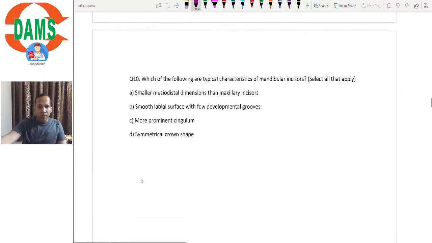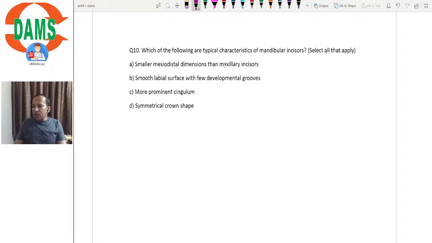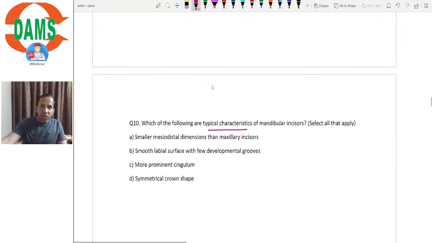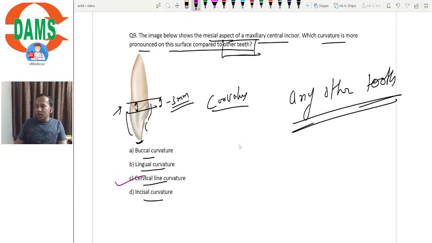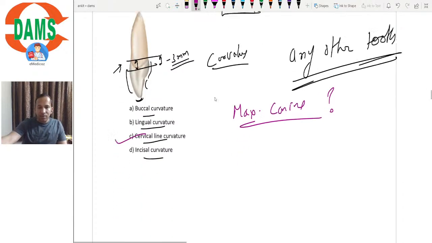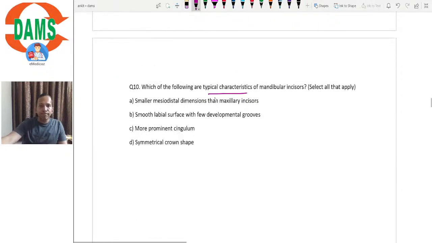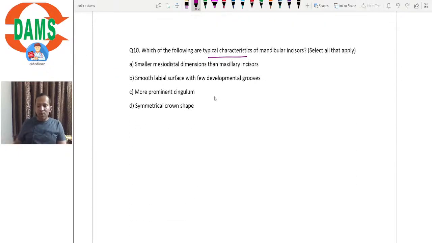Let's go to the next question. Which of the following are typical characteristics? The cingulum is large, but is it larger than the canine? Is the cingulum of the maxillary central incisor larger than the maxillary canine?